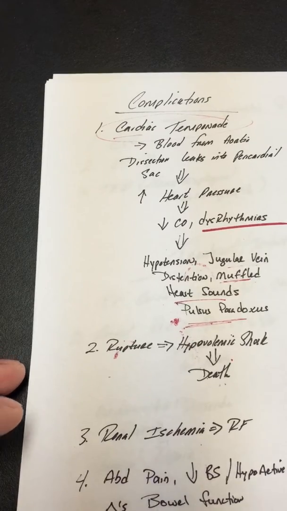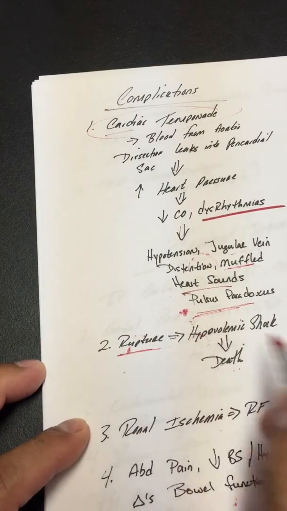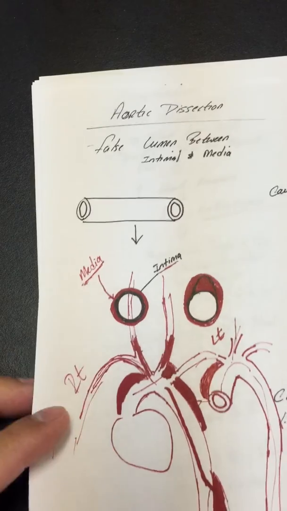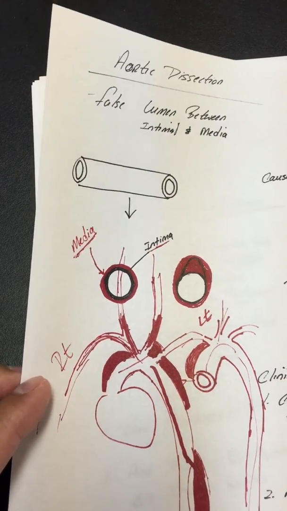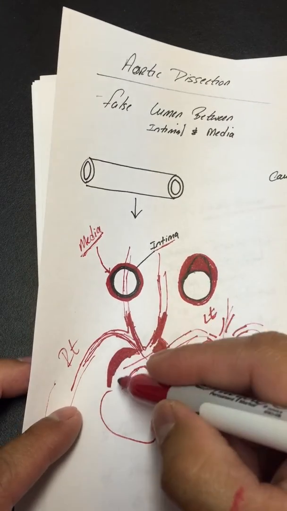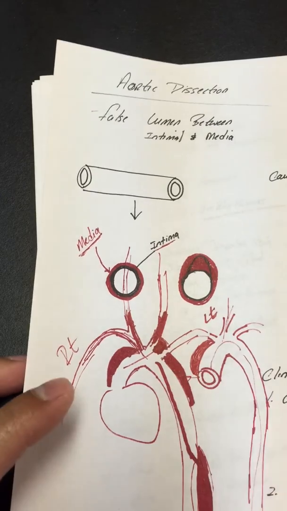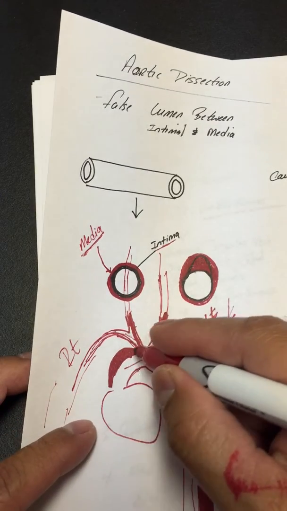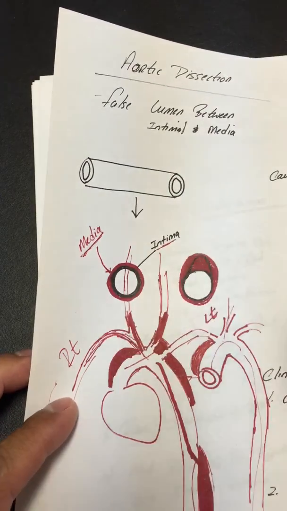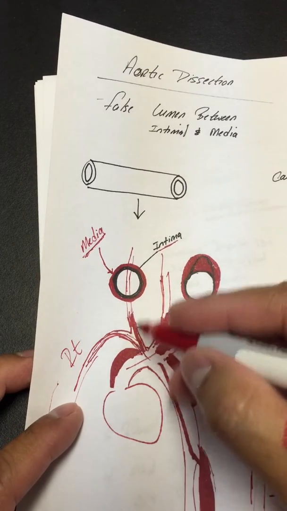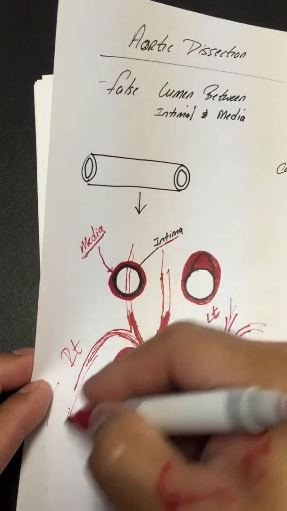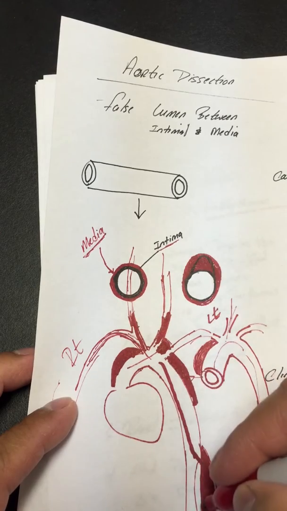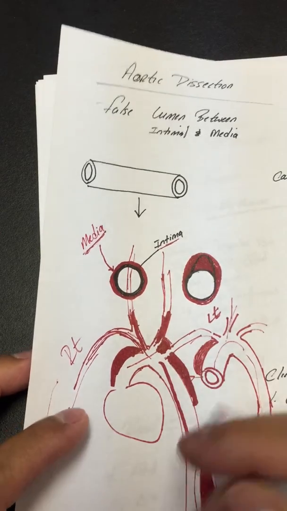Number 2 on our complications, rupture. Now again, the aorta is the major transporter of blood from the heart to the rest of the body. So if this were to rupture, all of this blood is going to leak out. You will have no blood supply to the brain, no blood supply to the arms, no blood supply to your abdomen, kidneys, to anything.